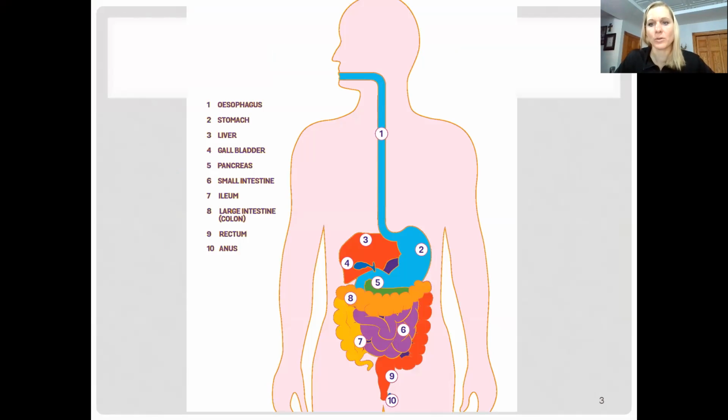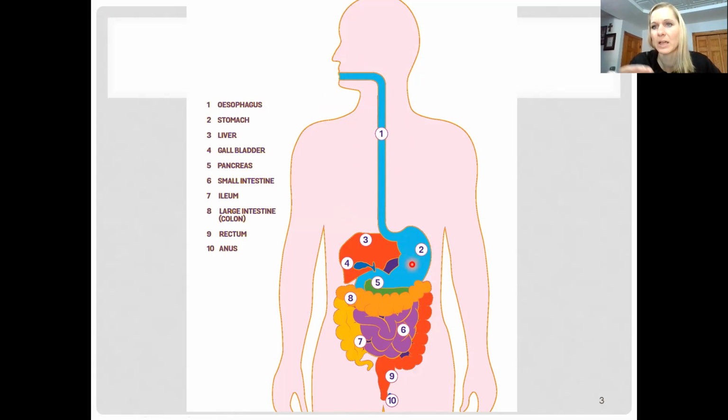So this just kind of shows us the basic system. So let me get my pointer up here, or the basic organs within this particular system. Okay, so here you can see where the food comes in the mouth, and then it's going to travel down this tube known as the esophagus, which is shown in number 1 here. That food will then be transported into the stomach, which is shown here in blue.